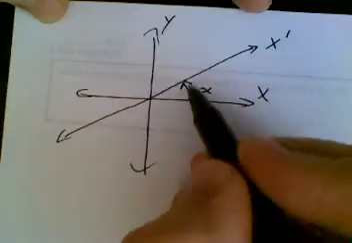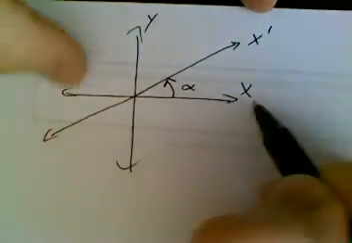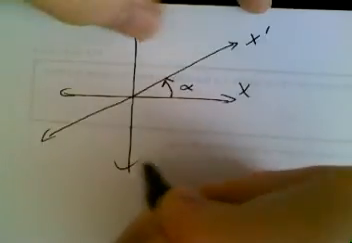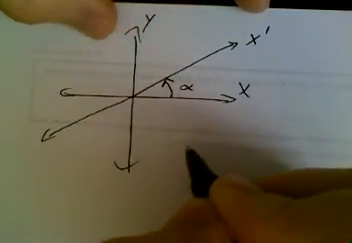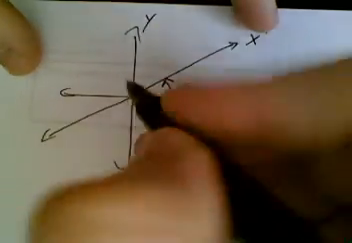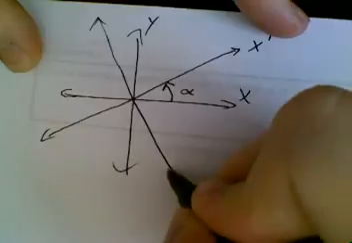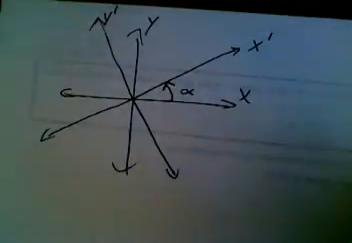Now, if that angle alpha is shifting this set of axes over to there, then this set of axes will also have to be rotated by a measure of alpha, give or take. So if I can draw this perfectly right, this is going to be perpendicular to that. There's my y prime axis.